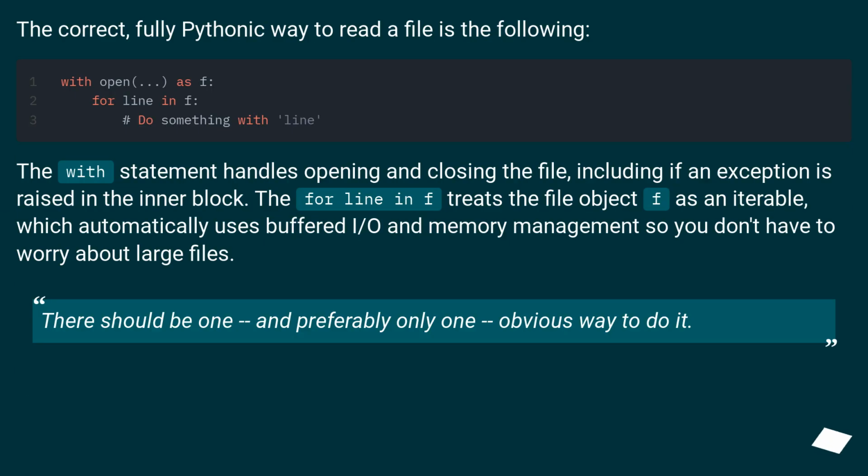The correct, fully Pythonic way to read a file is the following. The with statement handles opening and closing the file, including if an exception is raised in the inner block. The for line in f treats the file object f as an iterable, which automatically uses buffered I/O and memory management so you don't have to worry about large files. There should be one, and preferably only one, obvious way to do it.